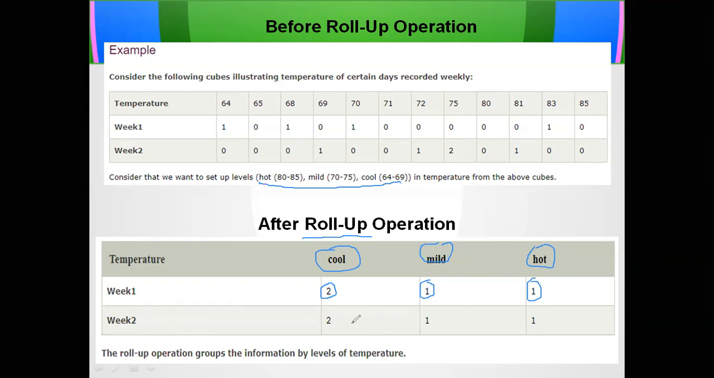Similarly, in week two, these are the summary values of the temperature, right? I hope students you are clear with this. So the roll-up operation groups the information by levels of temperature here. We have used the concept hierarchy, from a low level of temperature into a high level of temperature, right? The levels we have identified are cool, mild, and hot. So we have identified more summarized data here.